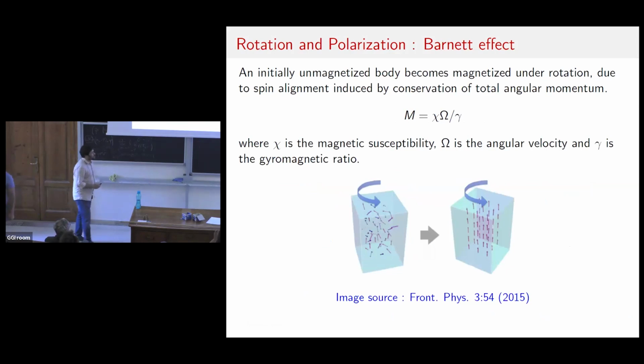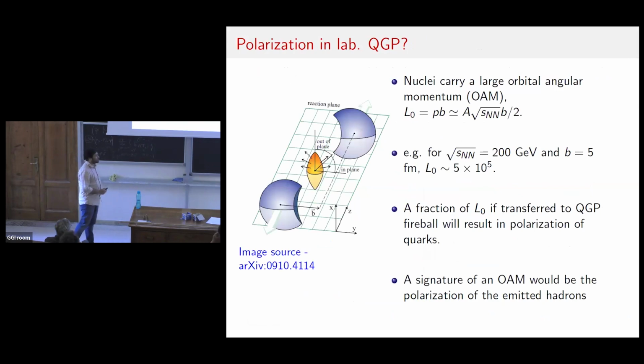It was observed a long time ago by Barnett that an initially unmagnetized body becomes magnetized under rotation, and that the magnetization is proportional to the angular velocity. This phenomenon is a direct consequence of the conservation of total angular momentum. So the question we ask: can we observe a Barnett-like effect in relativistic heavy ion collisions?